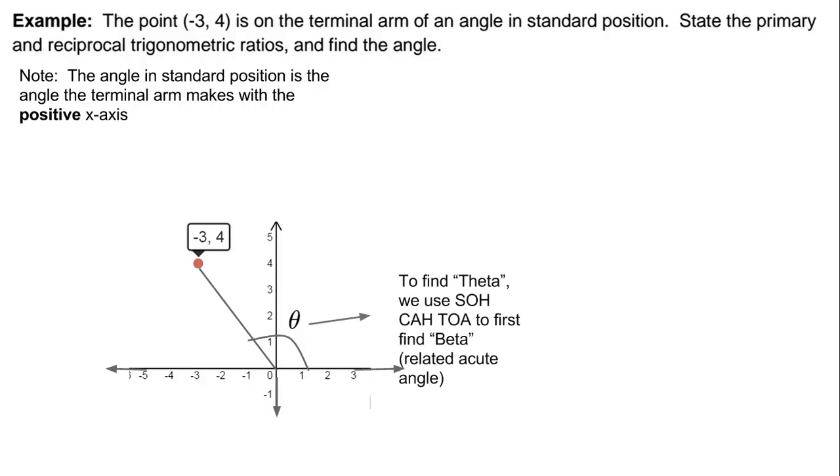Okay. To find theta, we use SOHCAHTOA to first find beta, which is the related acute angle. The one I just showed you had the 90-degree triangle, but the problem is this one is in this quadrant here. To find this angle, it's not that hard if we knew this angle here, because we know that these two angles add up to 180.